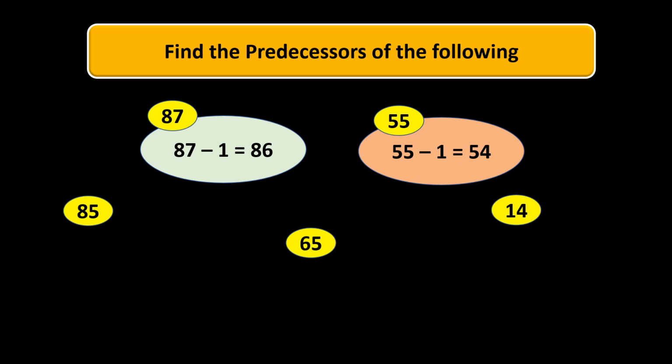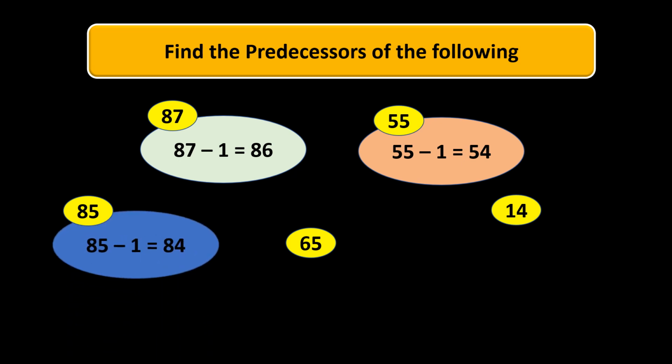Here we have the next one, number 3, 85. Let's solve. 85 minus 1 equals to 84. How did we find the predecessor? By subtracting 1. Take away 1 from 85 and you get the answer 84. 84 is the predecessor of 85. Let's move to the next one.